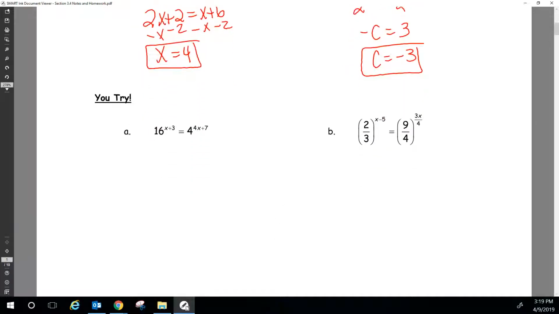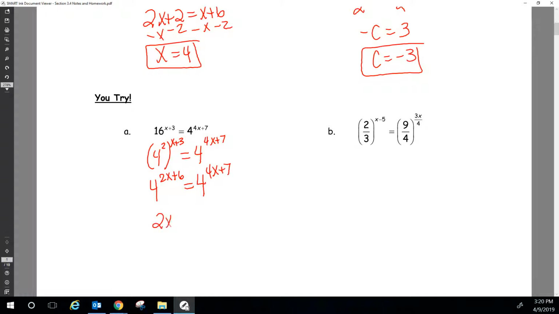All right, you try, same thing. I've got 16, which I know is 4 squared. If I wanted to, I could take this all the way down to 2's, but they both share 4 as a base. So this would be 4 to the 2x plus 2 times 3 would be 6. 4 raised to the 4x plus 7 power.